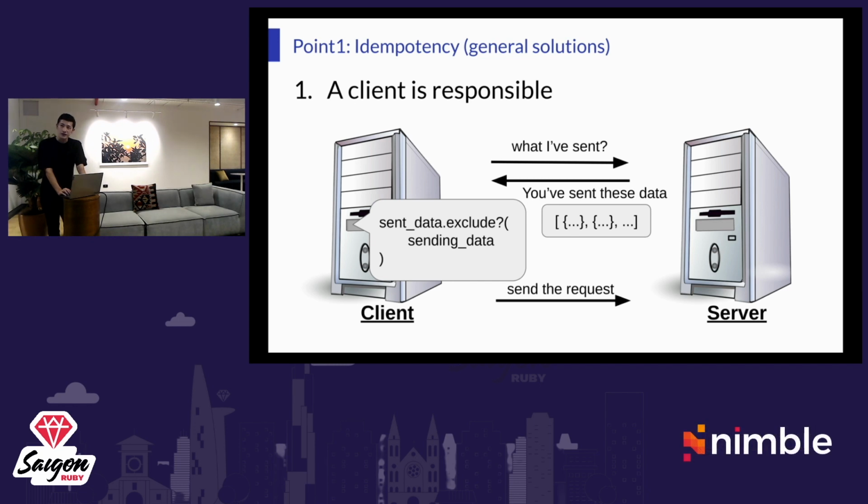Concretely, for the first solution, where the client is responsible for idempotency, before calling a post or put API, the client usually asks the server what it has sent, and then the server returns the sent data. The client then compares the data it is sending with this response. If the response doesn't include the sending data, finally the client can call the send API.